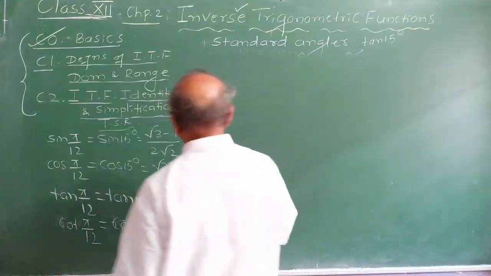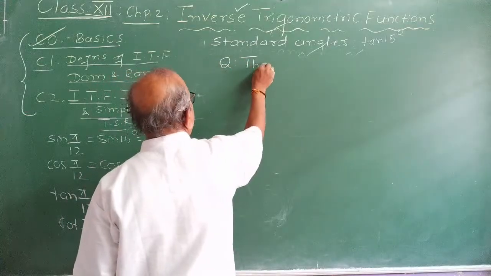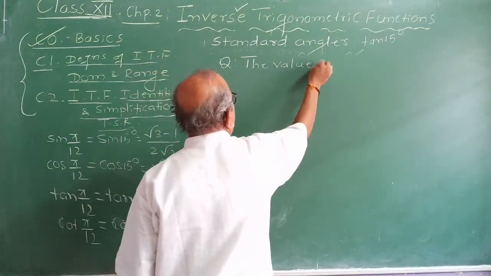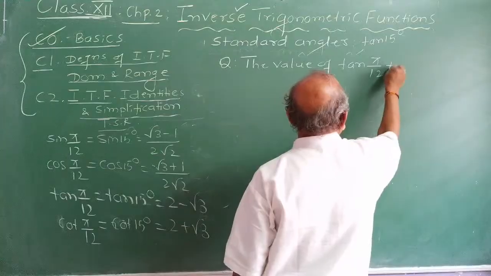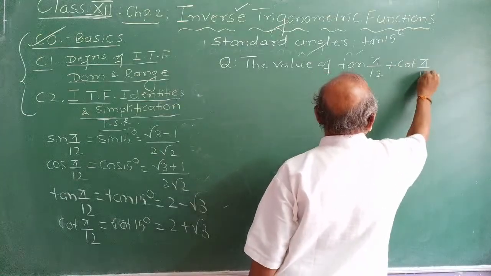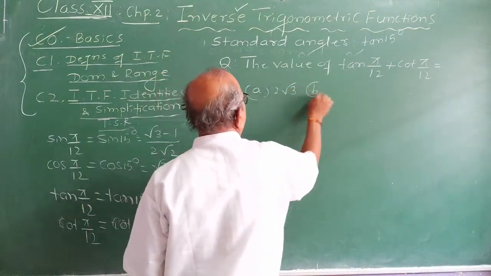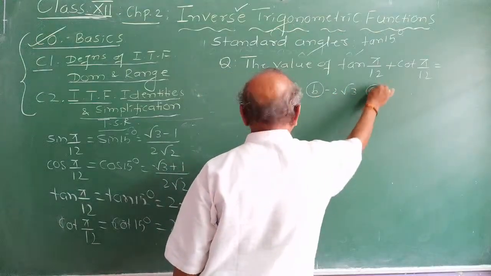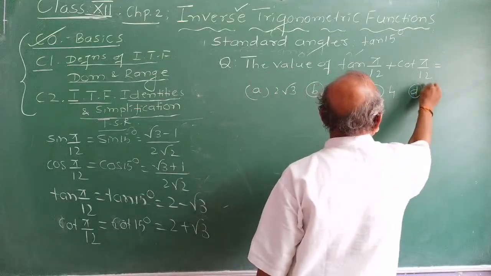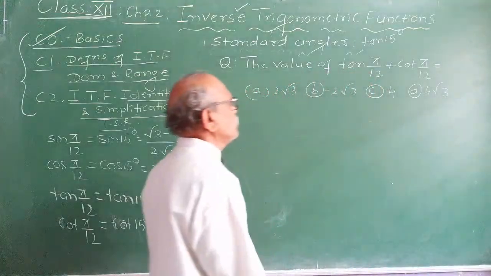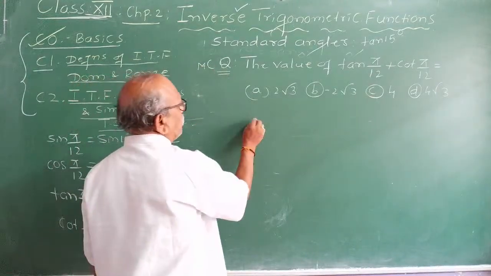Look at here. Take a question. The value of tan pi by 12 plus cot pi by 12 is equal to option A 2 root 3, option B minus 2 root 3, option C 4, option D 4 root 3. Choose the correct answer. Look at the question. So that it appears in MCQ. You can observe what tan pi by 12 is.